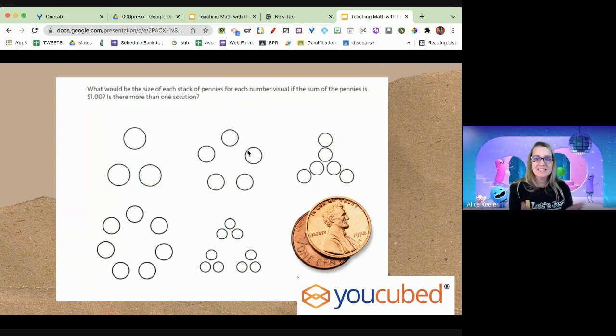So which C's does this have? All of them? All of them. It has literally all of them. And there's more than one right answer. There's more than one solution.